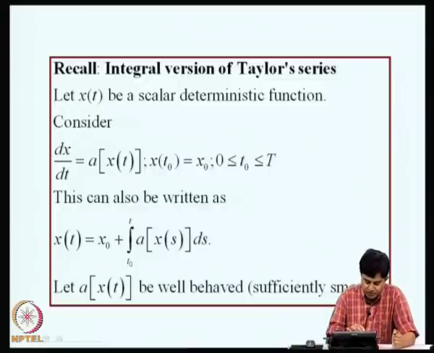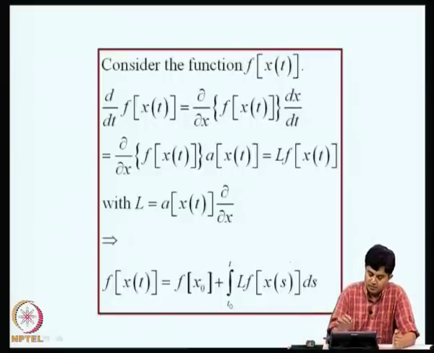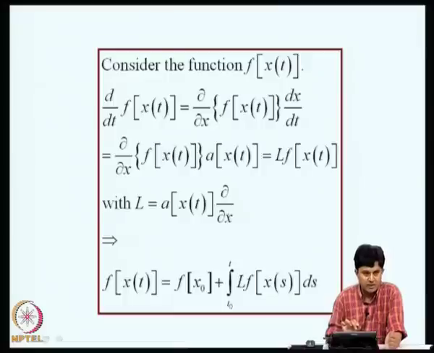Now, we will assume for purpose of discussion that dA of x of t is well behaved, that means it is sufficiently smooth, which means that you can differentiate it as many times as you wish. Now, we will begin by considering the function f of x of t. d by dt of f of x of t is dou by dou x of f into dx by dt, that is dou by dou x into f. For dx by dt I will write now a of x of t. So, I will call this as L into f, where L is the operator a into dou by dou x.